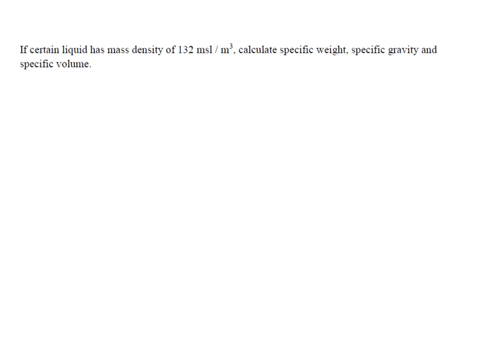The second problem is: if a certain liquid has a mass density of 132 metric slug per meter cube, calculate specific weight, specific gravity and specific volume. So here the first step is to convert metric slug to kg. That means mass density has to be expressed in kg per meter cube. 1 metric slug is 9.81 kg. So the conversion is that mass density is 132 into 9.81, and you will get 1294.92 kg per meter cube.